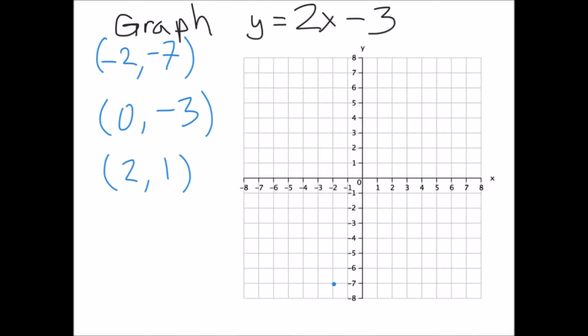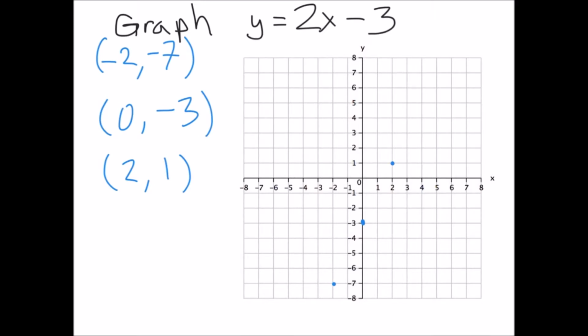Then we have (0, -3). So that means 0 left or right, so 0 in the x direction, we don't go left or right at all. And negative 3 in the y means we go down 3. Something about there. And then (2, 1), that means we're going to go right 2 and up 1. So our last point, right about there.